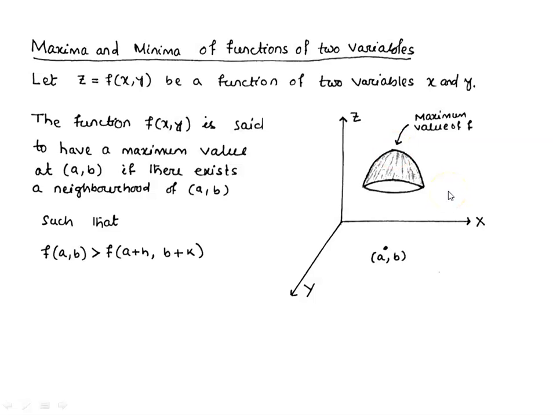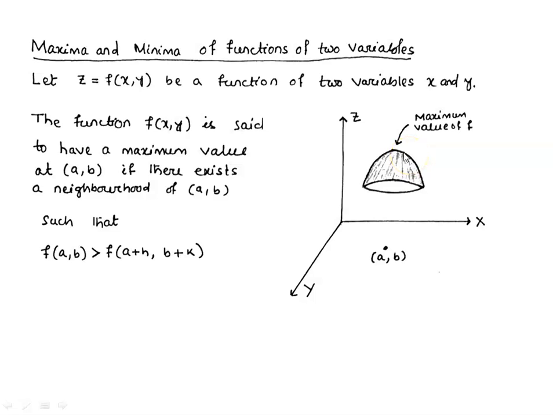Clearly, we can see here that the value of the function at this point (a,b) is always greater than the value of the function at neighboring points. If we take a neighboring point (a+h, b+k) around this (a,b), the value of the function at (a+h, b+k) is less than the value at (a,b). That means if our point (a+h, b+k) is here, the value of the function at this point is lying here on the surface.